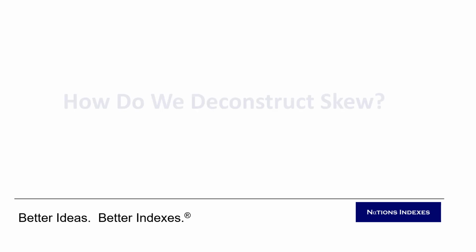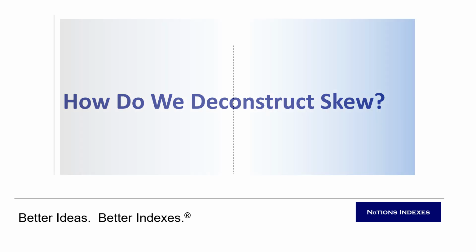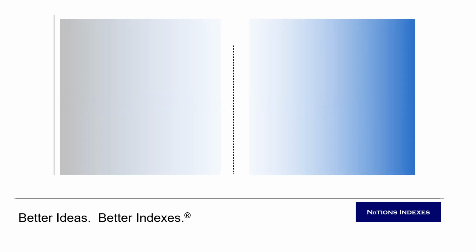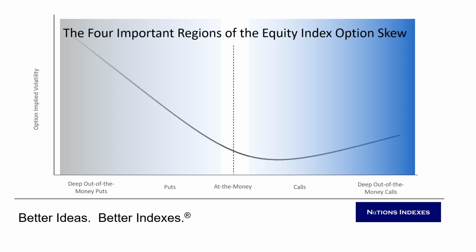What do we mean when we say we deconstruct skew? And how is this possible? Let's find out. At Nations Indexes, we begin by looking at the four important regions of the equity index option skew. The first of those four regions is made up of at-the-money options, which are those options with strike prices which are very near the current price of the underlying asset. Nations VolDex measures the cost of options in this region.